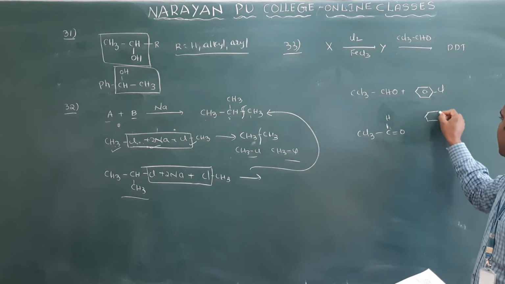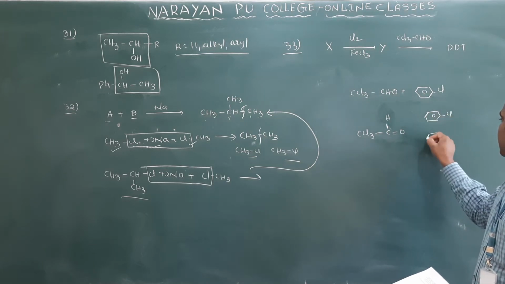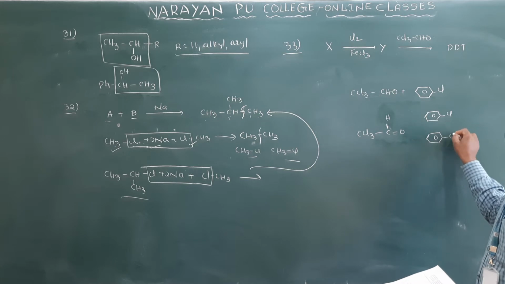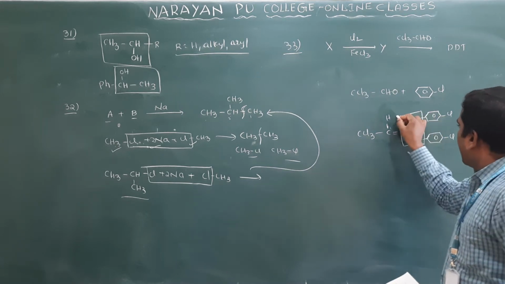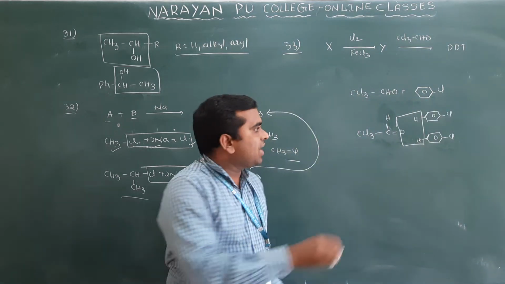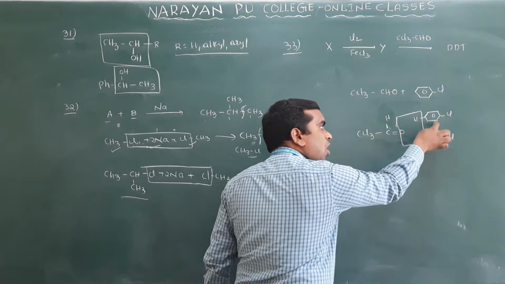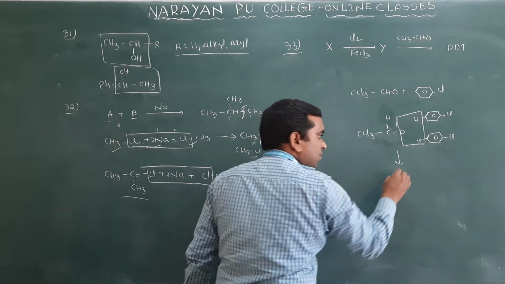And in this case, if you know this reaction, then it is very easy. Here which one is there? Hydrogen. Then which one is there? Hydrogen. And remove this. Chloral when reacted with 2 moles of chlorobenzene, you will get the DDT.